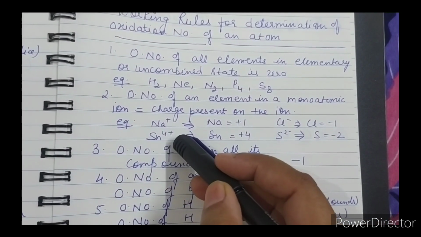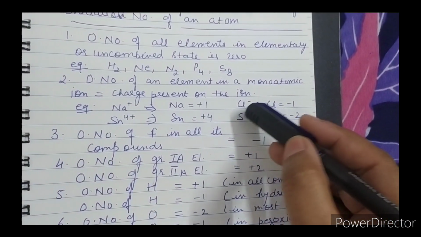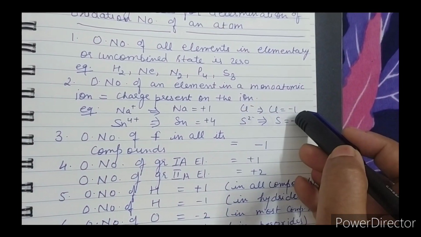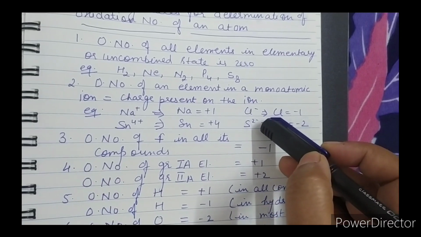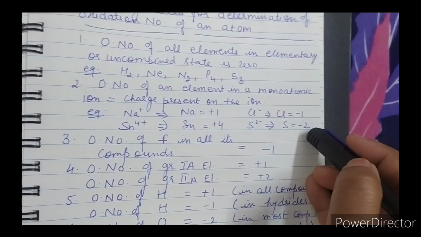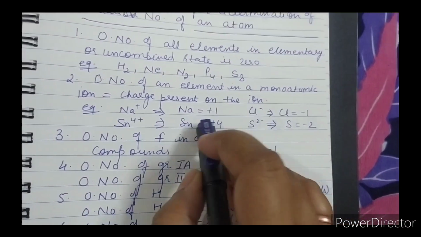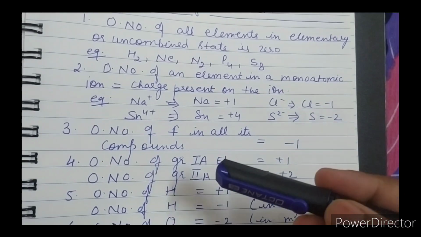Here tin is having a +4 charge on it, so it will have the same oxidation number. Chlorine is having -1 charge, so -1 oxidation number, and sulfur is having -2 charge. Likewise sulfur will have -2 oxidation number. In this way, if there is any monoatomic ion, the charge present on that will give you the oxidation number.